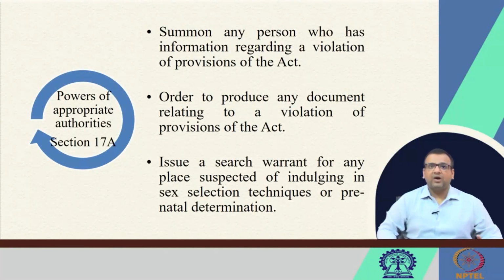So, what are the powers of the appropriate authority being mentioned under section 17A? They can summon any person who has information regarding a violation of the provisions of the Act, order the production of any document relating to a violation of the provisions of the Act, and issue a search warrant for any place suspected of indulging in sex selection techniques or prenatal determination.